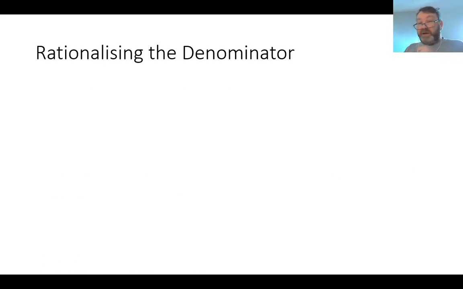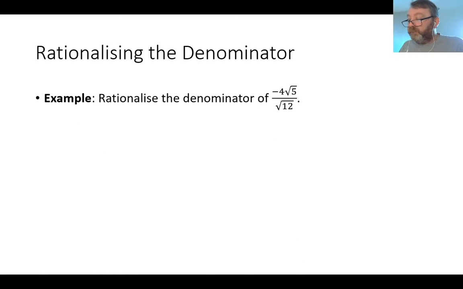Now, the final part of this puzzle is this one. Rationalise the denominator of minus 4 root 5 over root 12. Let's just increase the complexity a little bit. Then there's one more example I want to do after that. Then I'm going to leave you to do some of these yourselves, because at the end of the day, I know I keep saying it, practice, practice, practice. That's what's going to make perfect.